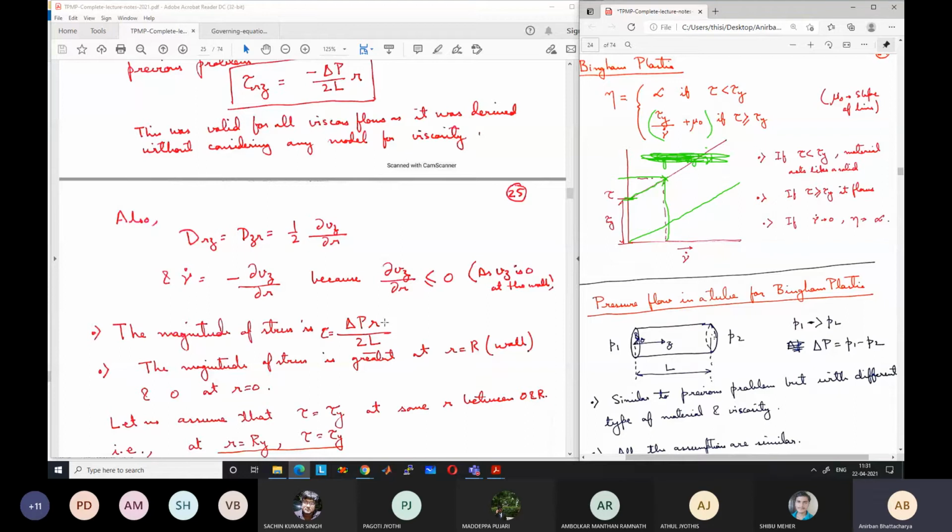The stress is 0 at the center at r equal to 0, and stress is maximum at r equal to capital R. The magnitude of the stress is greatest at r equal to capital R at the wall, and 0 at r equal to 0. So somewhere in between, while the stress is varying from 0 to maximum value, the stress will become equal to tau y. Okay, this value tau y.